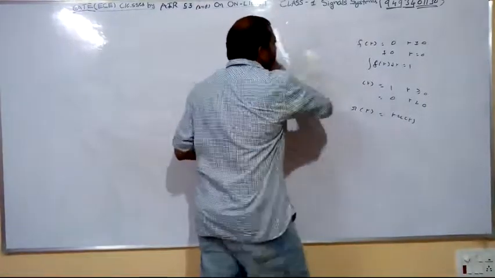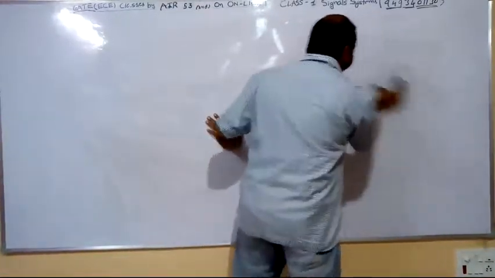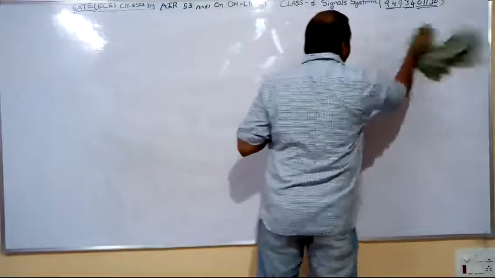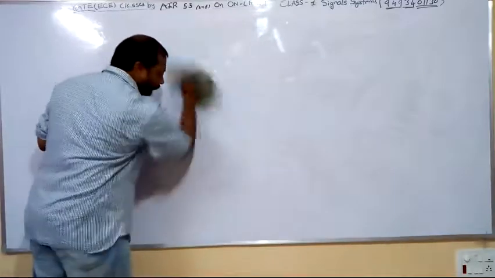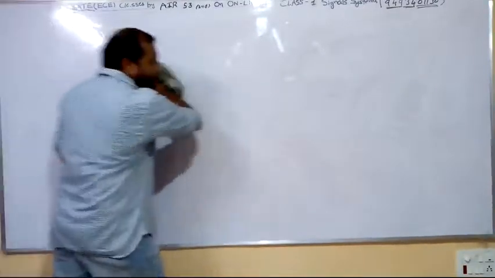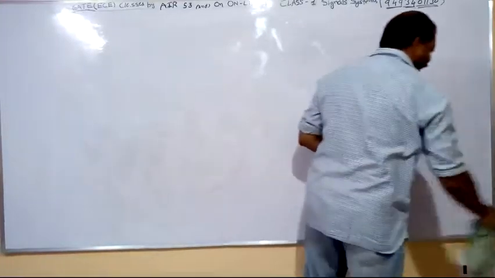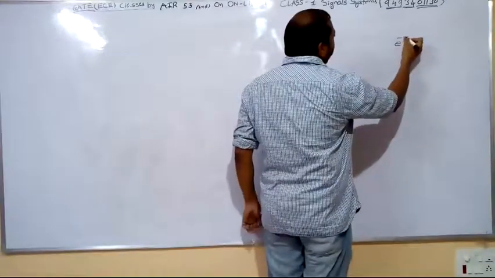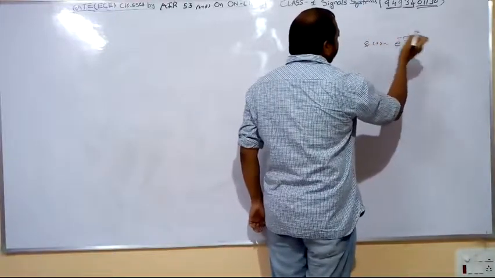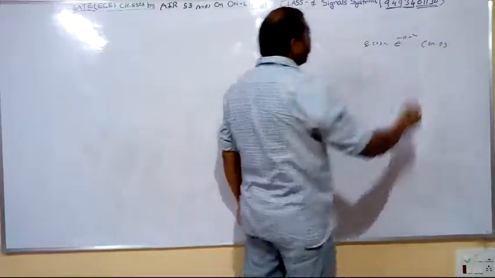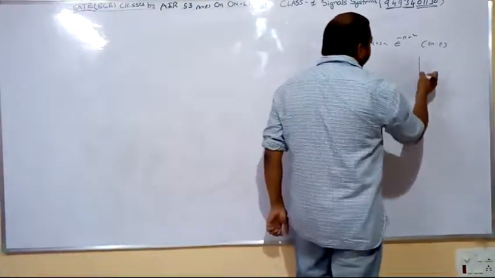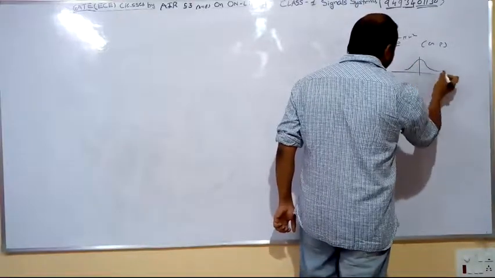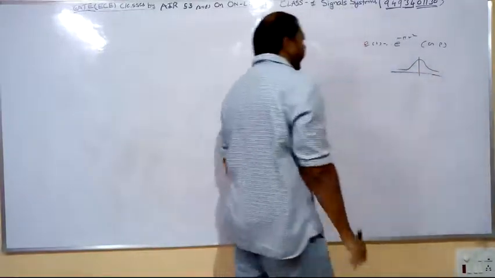Next one is the Gaussian pulse. The Gaussian pulse is e to the power minus pi t square. F of t is given as e to the power minus pi t square. This is your Gaussian pulse. What is the shape of e to the power minus pi t square? It is a bell shape, like this. The shape of the Gaussian pulse is like this.